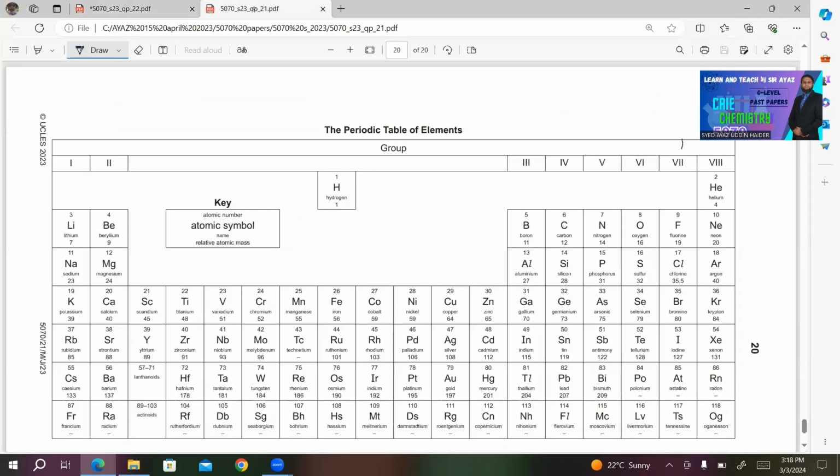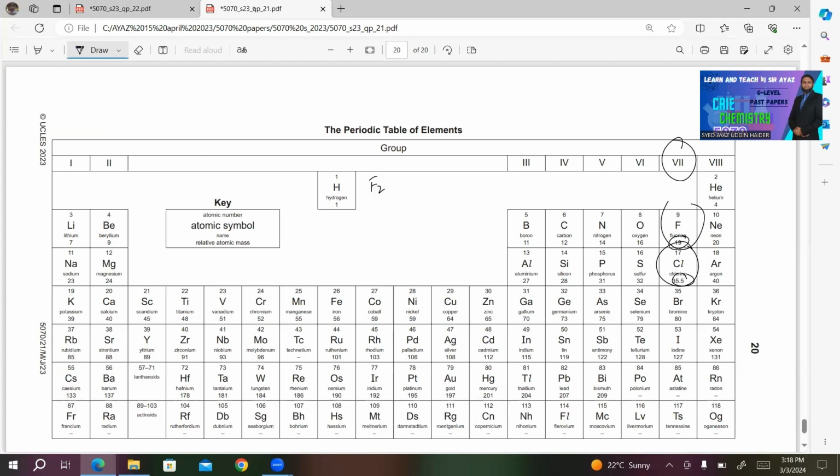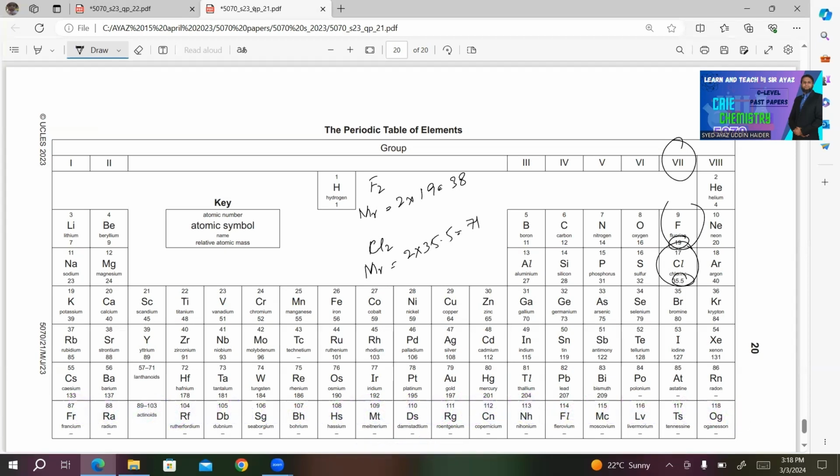fluorine. Here is group 7, we have fluorine and chlorine. If you look at their mass number, fluorine is 19, chlorine is 35.5, and you know that they all exist in the diatomic state. So you write F2 and Cl2. MR for F2 will be 2 multiplied by 19 gives 38. 38 is the MR of F2. What about chlorine? It's 2 multiplied by 35.5. You will get 71. You can clearly see that fluorine has lower MR than chlorine.